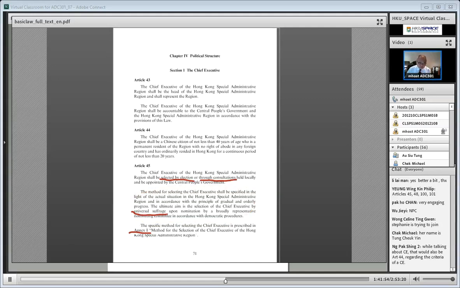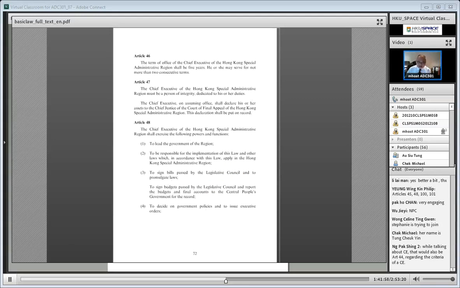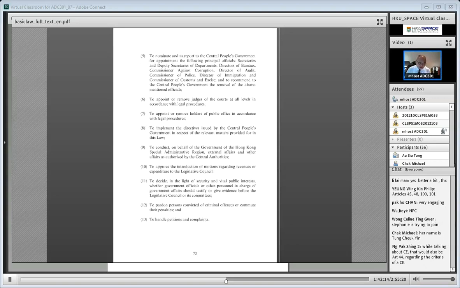So I want to move on to the next one that you referred me to, and that would be 48. It is a provision which sets out the powers and functions of the chief executive, and among which, of course, there is the appointment of principal officials. That is 48.5, the nomination of candidates for appointment as principal officials. And these are all the secretaries and deputy secretaries of departments, directors of bureaus, commissioner against corruption, director of audit, commissioner of police, director of immigration, and commissioner of customs and excise.